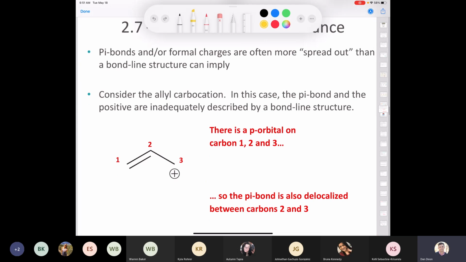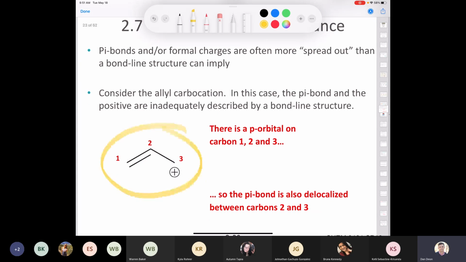Now, there is nothing wrong with this bond line structure, okay? There's nothing bad about it. What it's saying is that it's an inadequate description of the allyl carbocation. That's another way of saying it doesn't tell the entire story, right? There's something missing here, okay?